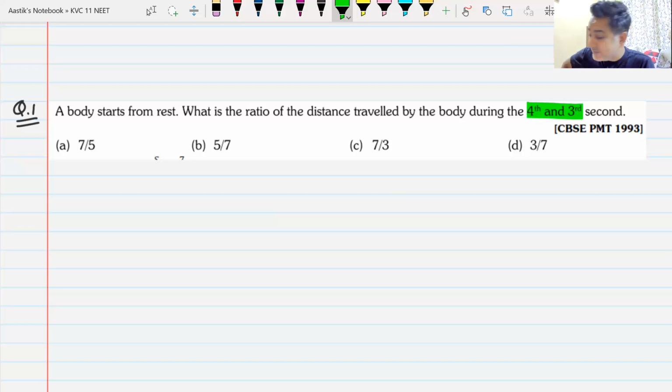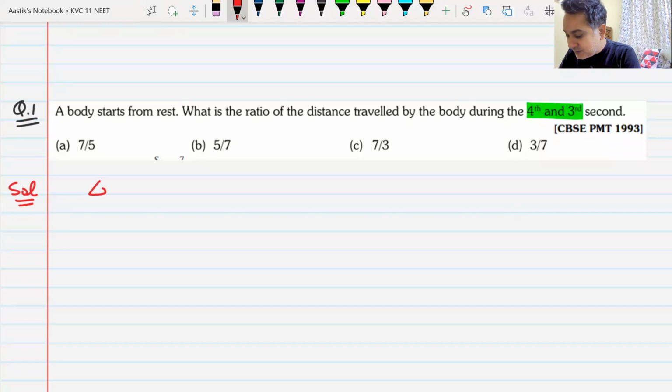A, sir. Remember, read the question carefully, because the only thing they can do is change the order and your answer becomes reversed. If the question was third and the fourth, it was 5:7. If it is fourth and third, it is 7:5. Do we understand this? Which formula are we going to apply here? Quickly, we will do it. Displacement in the nth second will be equal to u plus a by 2 times 2n minus 1. I hope you all understand this formula now.